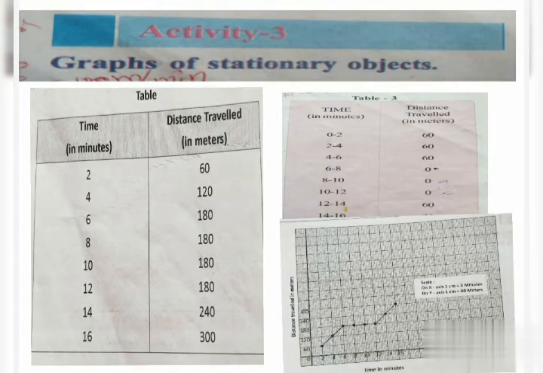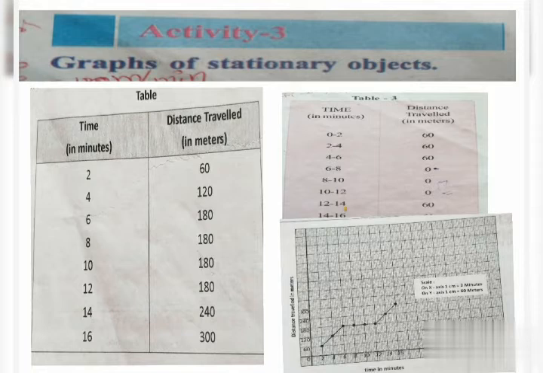Next, now we will discuss activity 3. So what is that activity? This activity is explaining the graphs of stationary objects. Here Bhumika went on a journey and the data of her trip is given in table 3. The details of the journey are given in the table. In the first column time in minutes is given, in the second column distance travelled in meters is given.